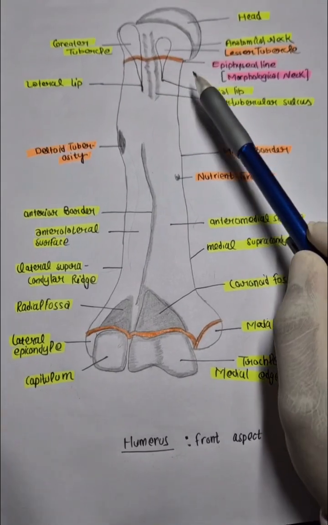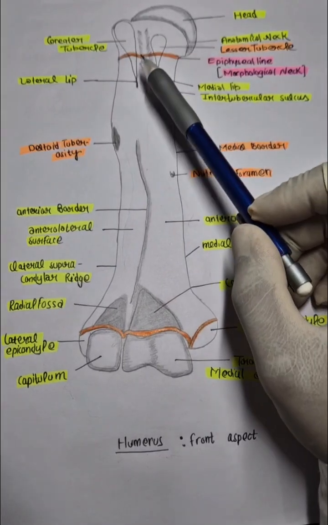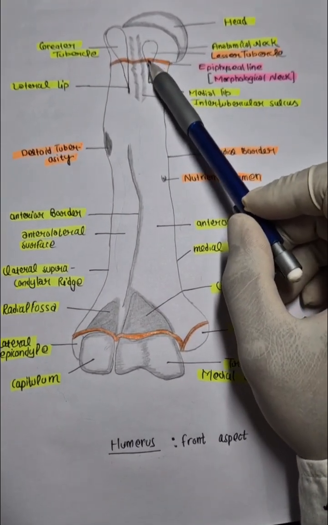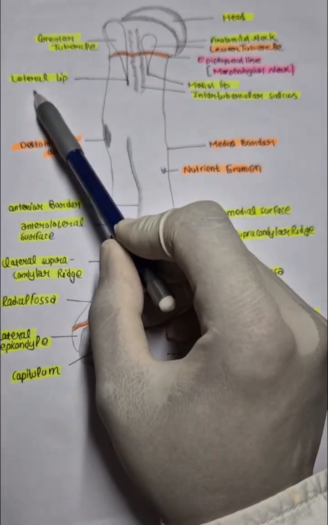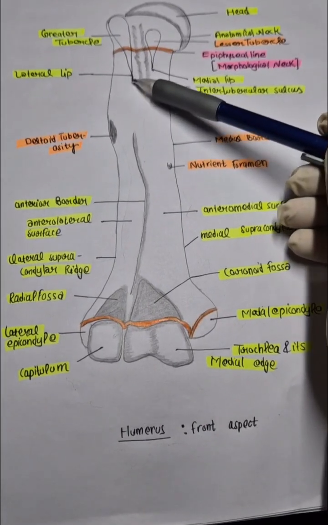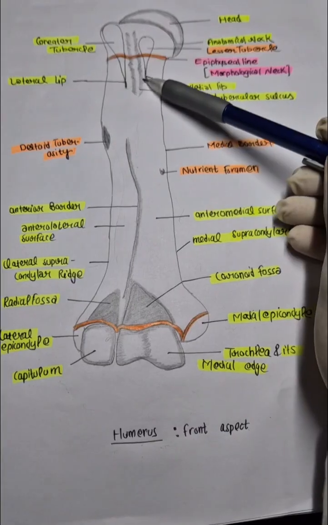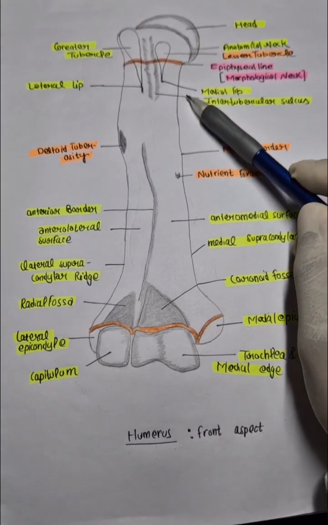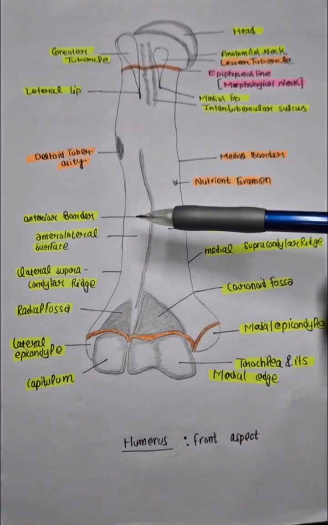Now between these tubercles, the intertubercular sulcus or bicipital groove is present. It separates the anterior aspect of the greater tubercle from the lesser tubercle, and these are the lateral lip and medial lip of the intertubercular sulcus. The lateral and medial lips represent the downward prolongations of the greater tubercle and lesser tubercle respectively.